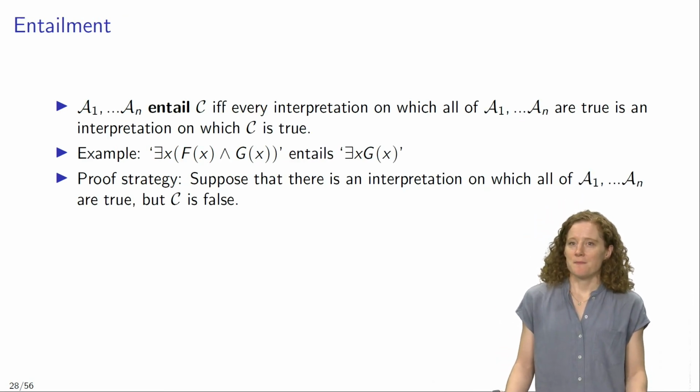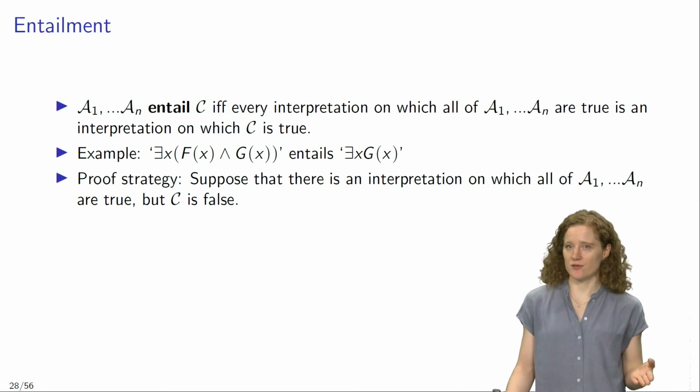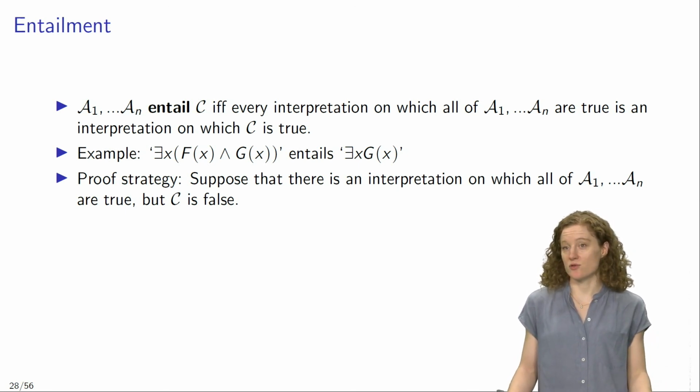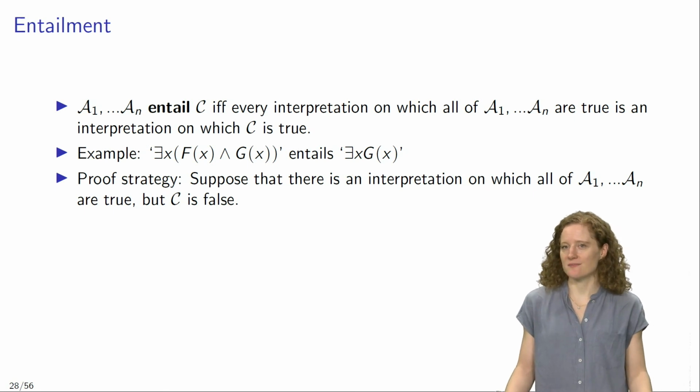Now, finally, a given set of premises, A1 to AN, entail a conclusion C if and only if every interpretation on which all of our premises, A1 to AN, are true, is an interpretation on which the conclusion C is true as well. So for example, the sentence, there is an x such that fx and gx entails the sentence, there is an x such that gx.